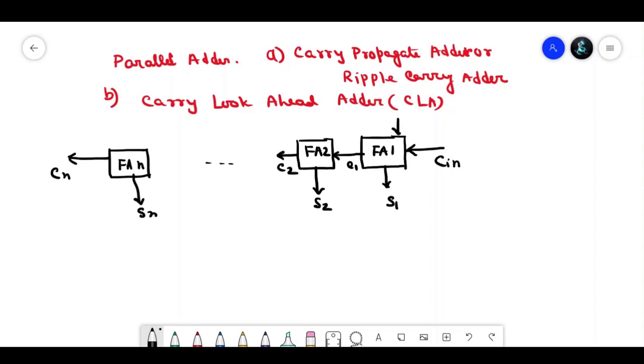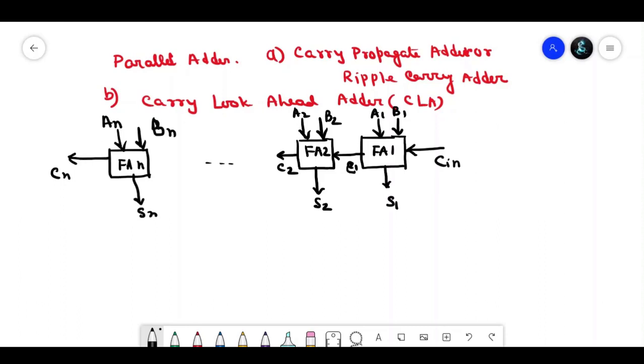So what is the input in this case? The input is A1 B1. Here the input is A2 B2. Here the input will be AN BN. So for addition of two n-bit numbers, n full adders are required. Each full adder's carry output will be the input of the next higher bit full adder. This output will be the input of the next full adder. Similarly, this output will be the input of the next full adder, like this.